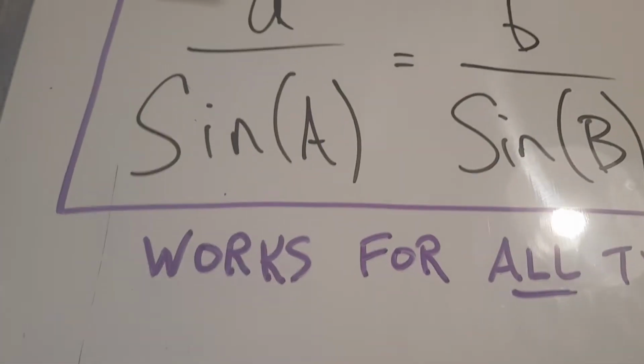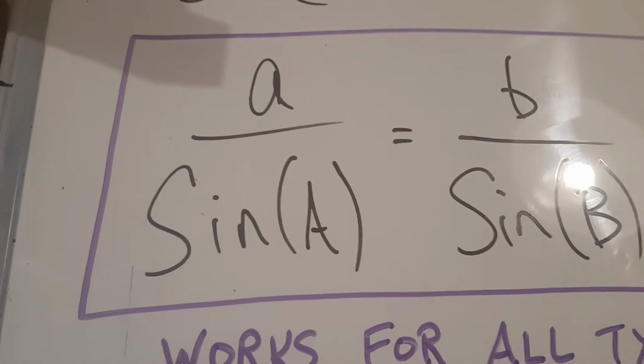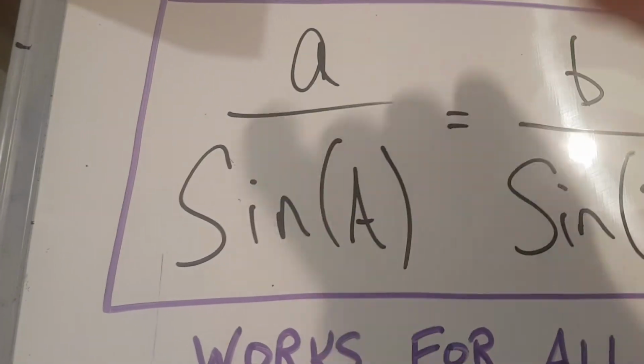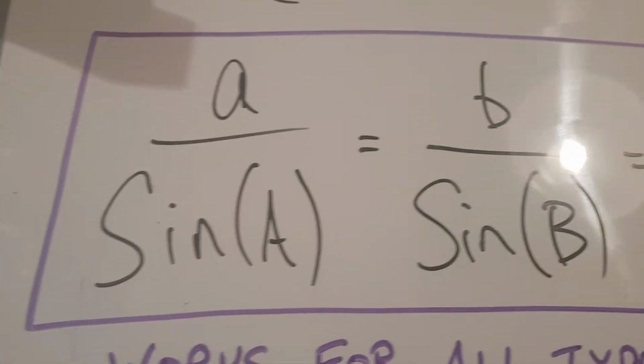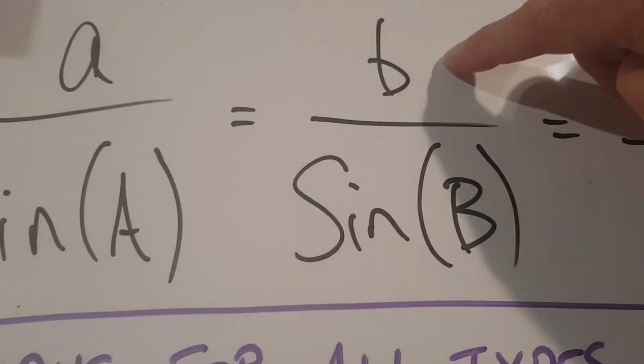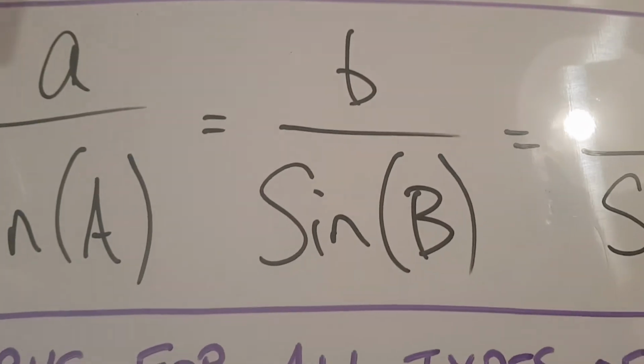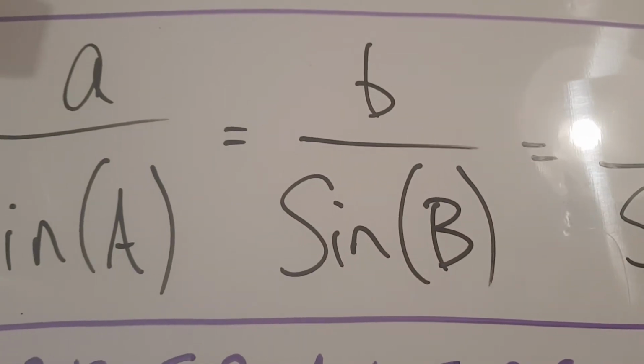Now, due to the relationship, we are able to say the following. If I take the length of side A and divide it by the sine of angle A, that's going to be equal to the length of side B divided by the sine of angle B.